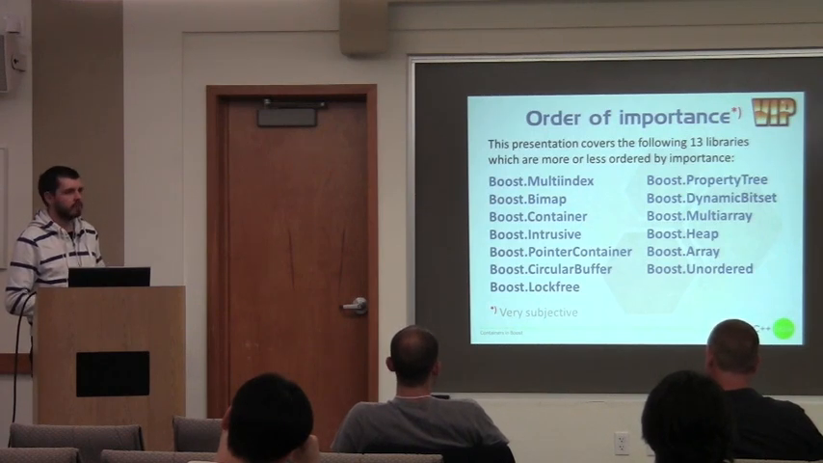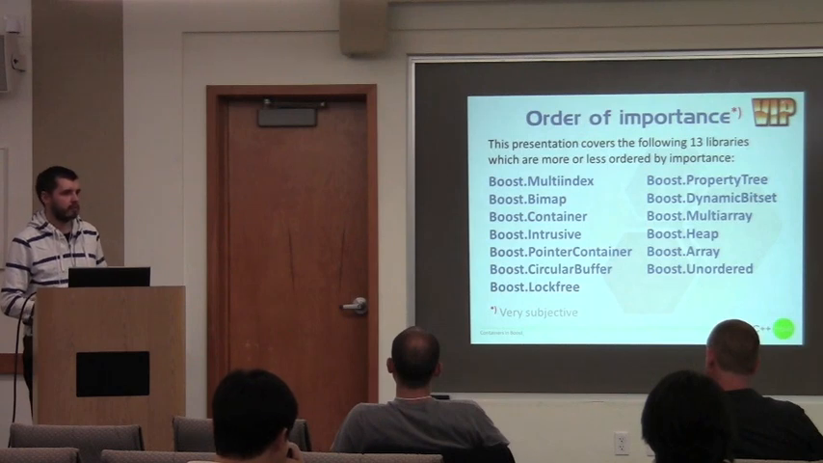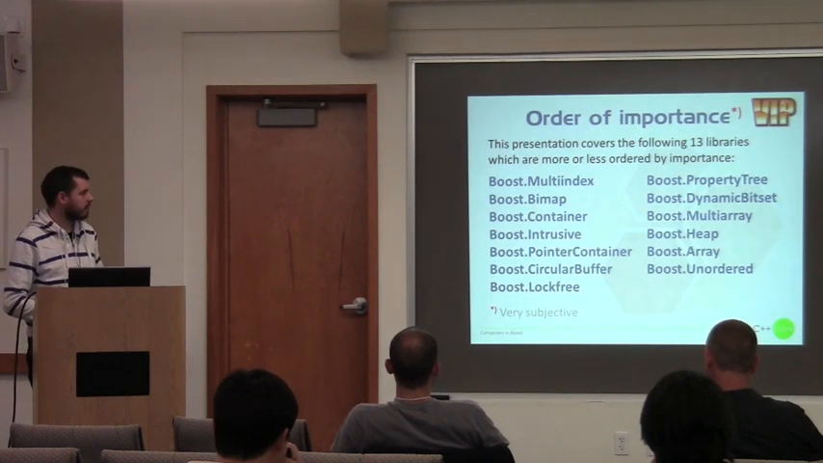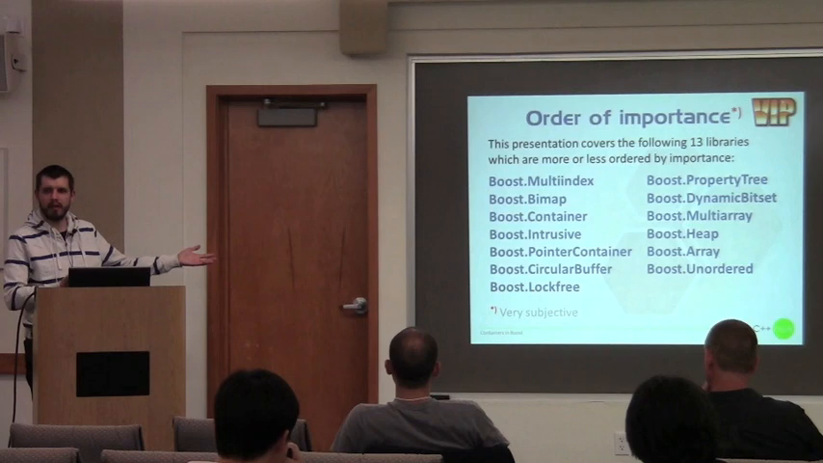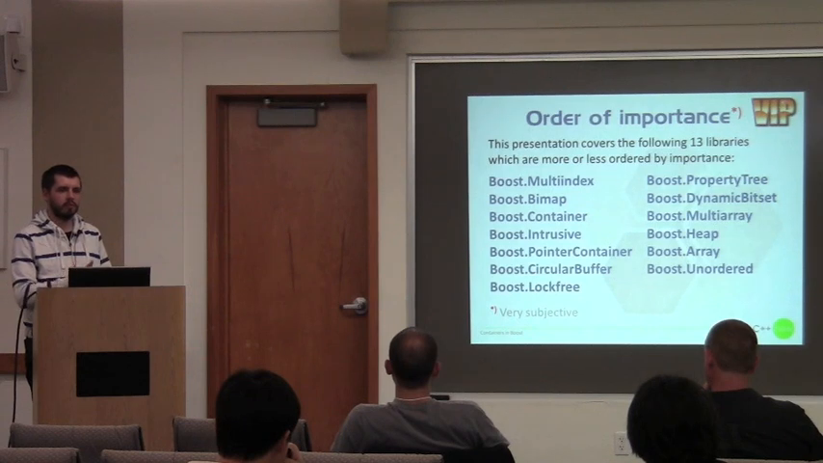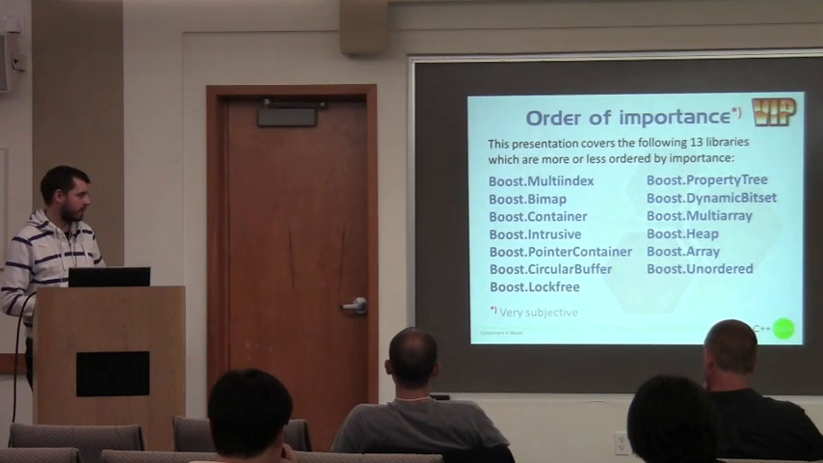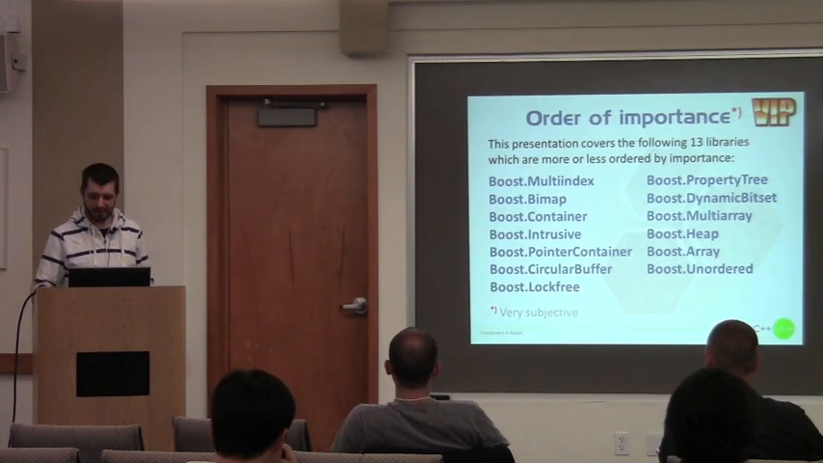We have Dynamic Bitset, which is very similar to the Bitset class in the C++ standard, except that this one is dynamic, which means you can set the number of bits at runtime, not at compile time. Multi-array, a class to use multi-dimensional arrays. Heap is a library which provides a couple of priority queues for you. And array and unordered, they are at the end of the list, not because they are unimportant, but we have them already in C++ 11. And if we get to these libraries, I'm just going to highlight differences between what we have in C++ 11 and in Boost. Otherwise, I'm afraid I'm going to bore you. And it's another reason why I'm not going through it by alphabet. Otherwise, we would need to start with Boost array now.